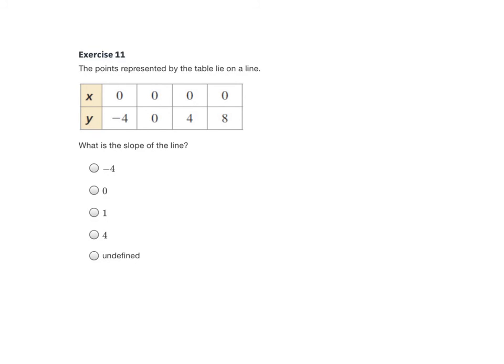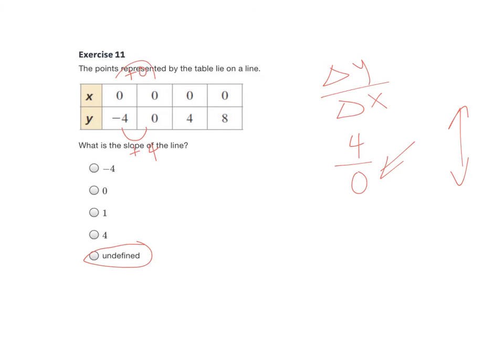Exercise 11. Our x is no change. Our y is plus 4. So we've got change in y over change in x. Our change in y is positive 4. Our change in x is 0. Now remember, whenever there's a 0 in the denominator, we call that undefined. And that's a vertical line. And we know that from Slope Man's nose, the undefined part of his nose.